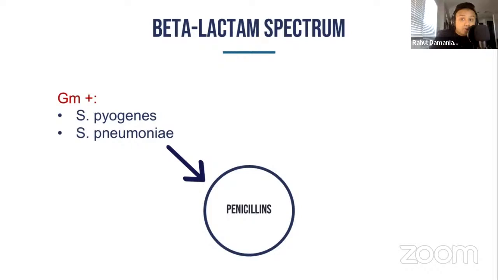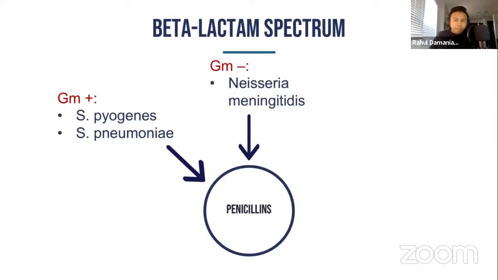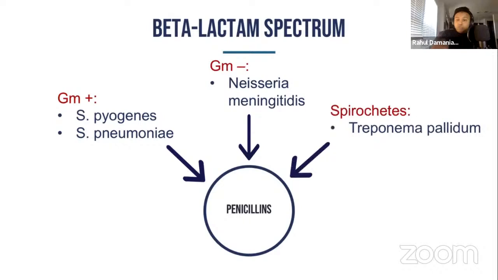The other thing that penicillins cover are some gram negatives. In particular, you have to know that penicillins can cover Neisseria meningitidis. And then finally, just good old penicillin covers spirochetes like Treponema pallidum. And I think that this one is the most high yield.